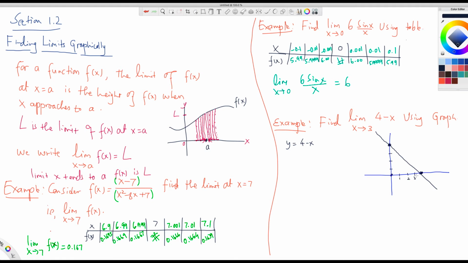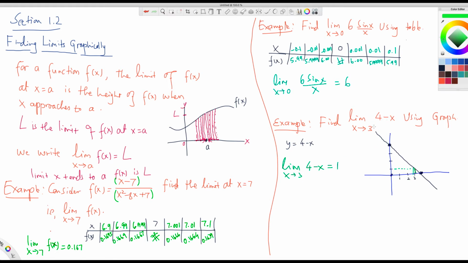You want to know the value of the function close to 3. So how do I find out the height of the function close to 3? This is from the left. So from the left side, the height looks like this much. And from the right side, the height looks like this much, right? So what is that height? From either side, the height is almost 1, right? So you can see that the limit as x tends to 3 of 4 minus x is basically 1. You can guess the height from here too.